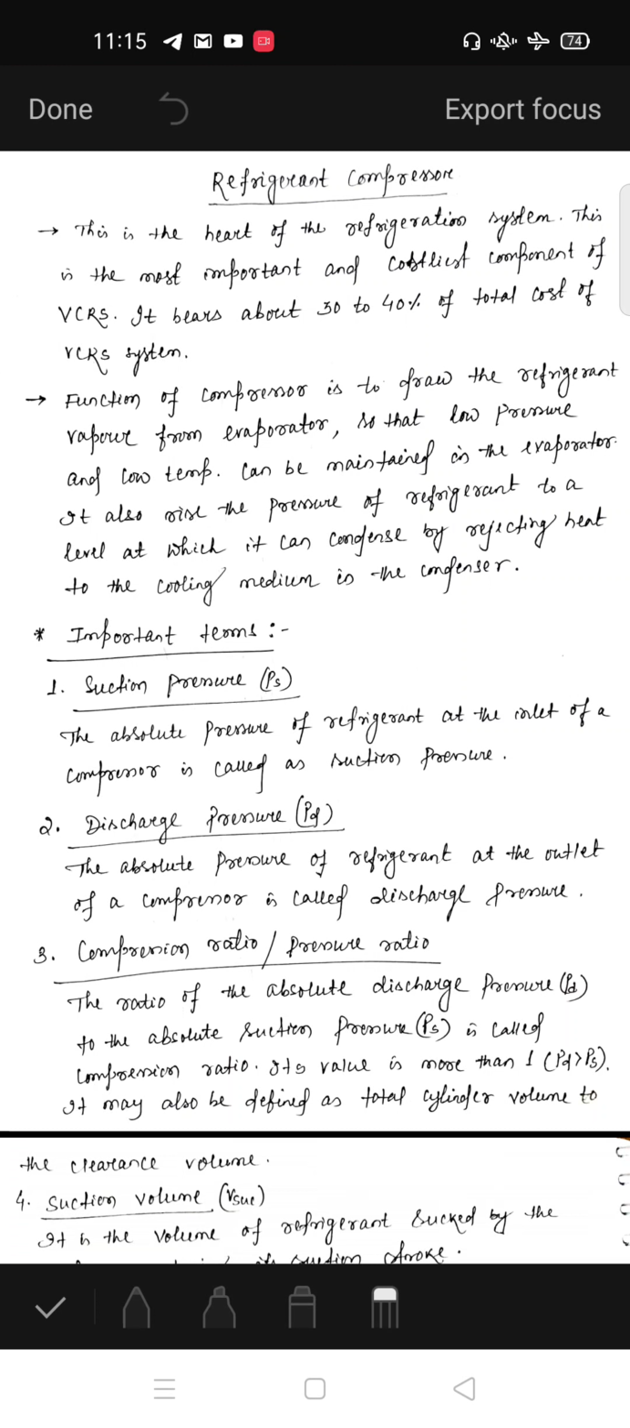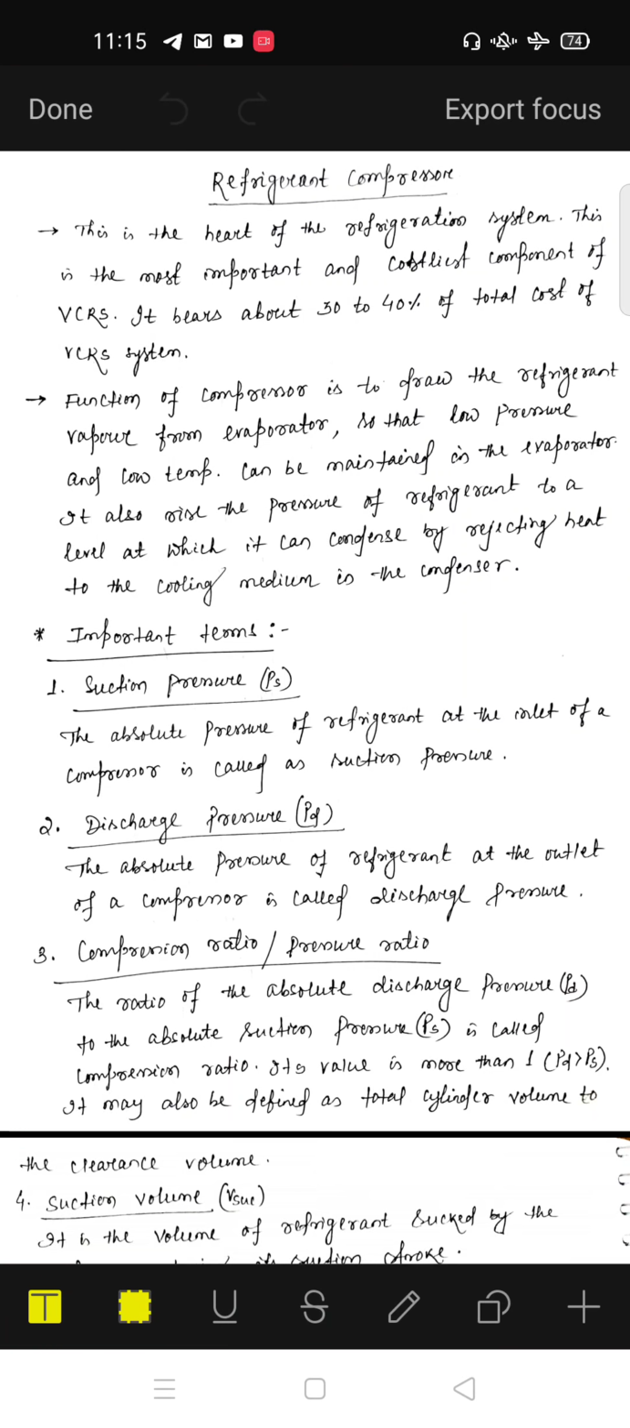So let's next discuss the important terms. First is your suction pressure, that is your PS. It is the absolute pressure of the refrigerant at the entry or at the inlet of the compressor. Next is your discharge pressure, that is your PD. The absolute pressure of the refrigerant at the outlet of the compressor is your discharge pressure.